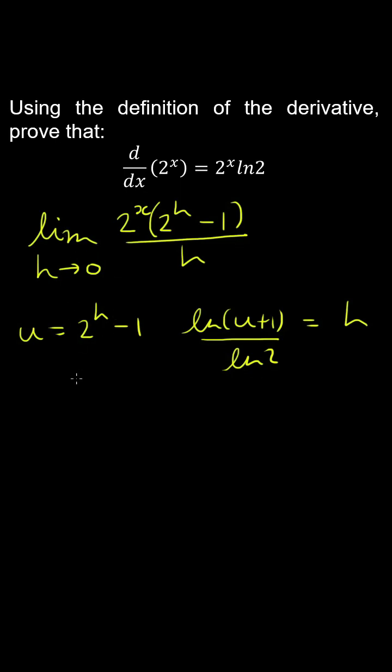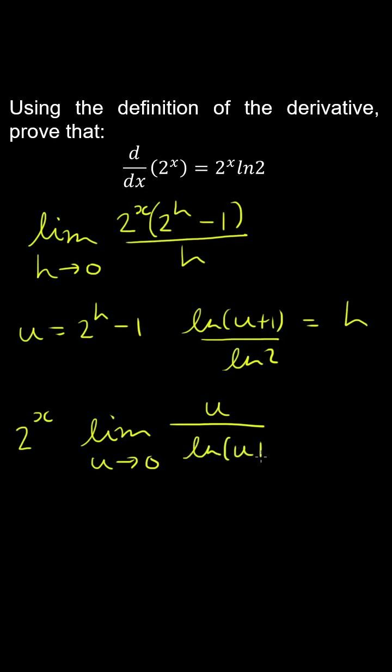And now we can substitute back into this derivative. So if we take 2 to the x outside by the limit, and when h goes to 0, u goes to 0, and in the numerator we have u over h in the denominator. So that would be the natural log of u plus 1, and then we multiply by the natural log of 2. And therefore this is a limit of 0 on 0. So by L'Hopital's rule, you'll be able to get this is equal to 1, and that proves our derivative.